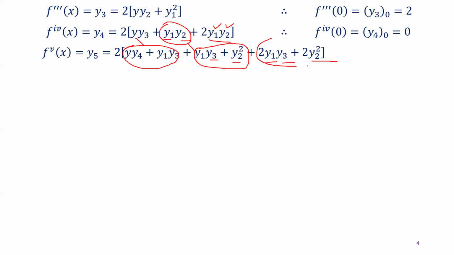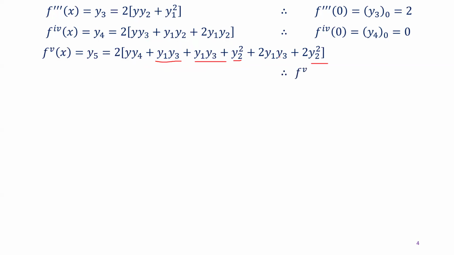So I think this is clear to everyone. We have three terms and we are using the product rule. So these three terms will convert into 1, 2, 3, 4, 5, 6 terms. Let us just simplify and write down the common terms in one place. They're like that, y1 y3, y1 y3. So it will become 2 y1 y3, y2 square, 2 y2 square will become 3 y2 square, and then 2 y1 y3.